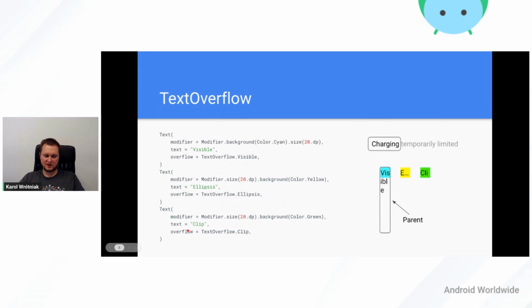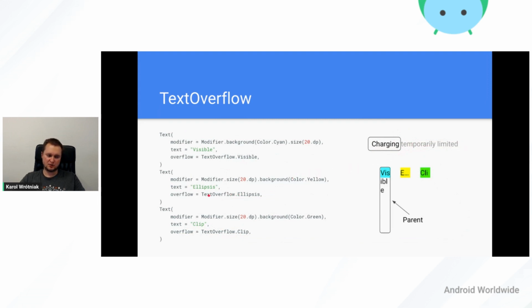When you don't specify anything and text is longer than it can be in the bounds of the text composable, it gets clipped. Clip is the default value of overflow, and it just cuts the part of the text which does not fit. It is the worst option because users don't know what gets cut. Moreover, in some cases, if the cutting point is between the words, it may change the meaning. User may think that his phone is charging, but in fact the charge may be temporarily limited. But this text got clipped, it's not visible.